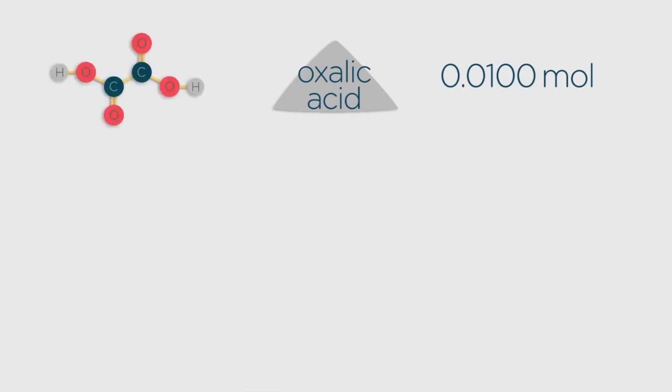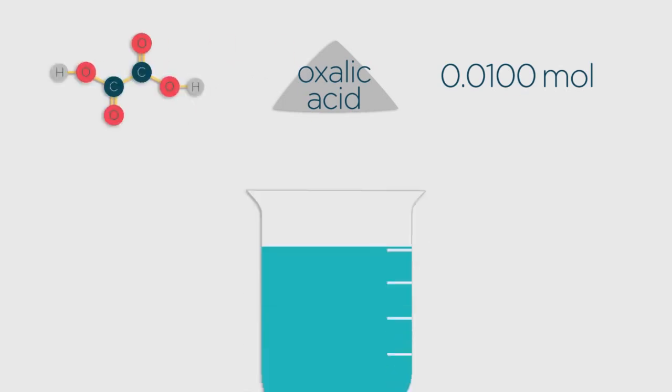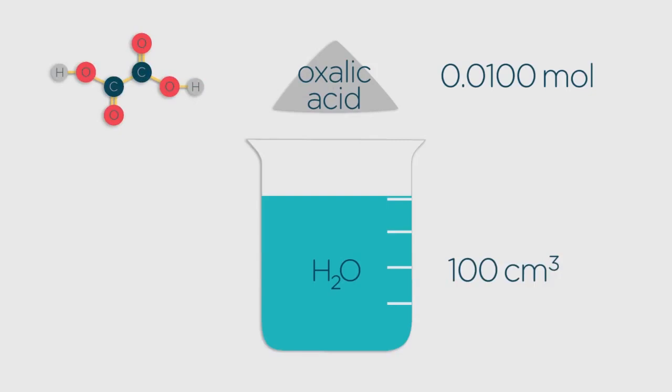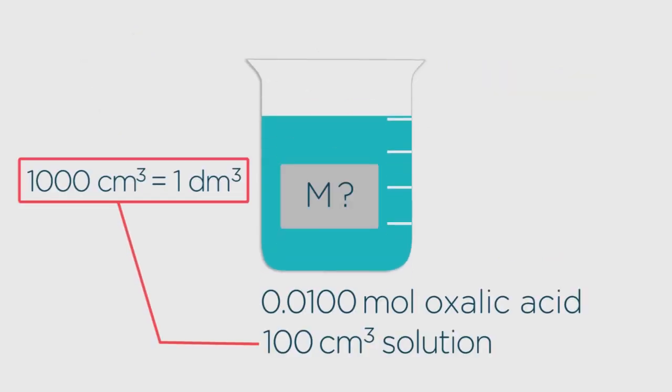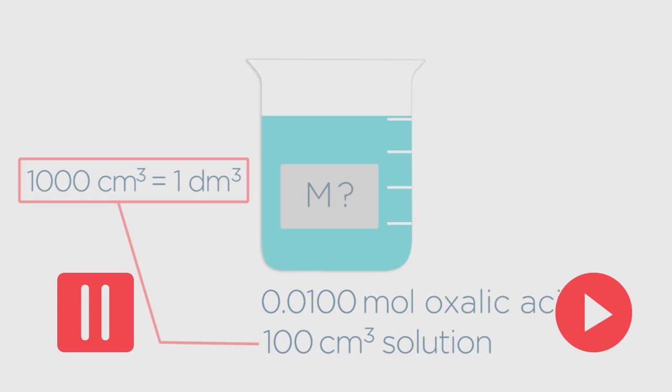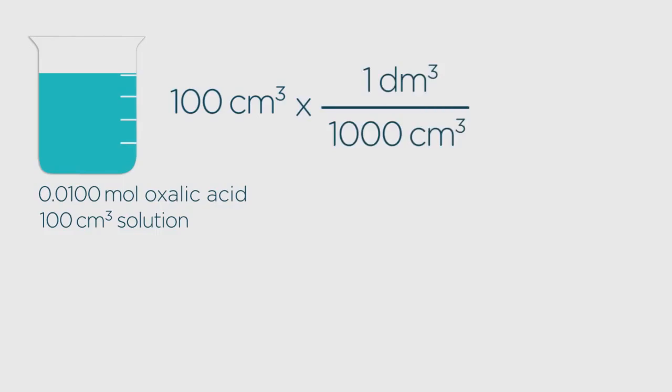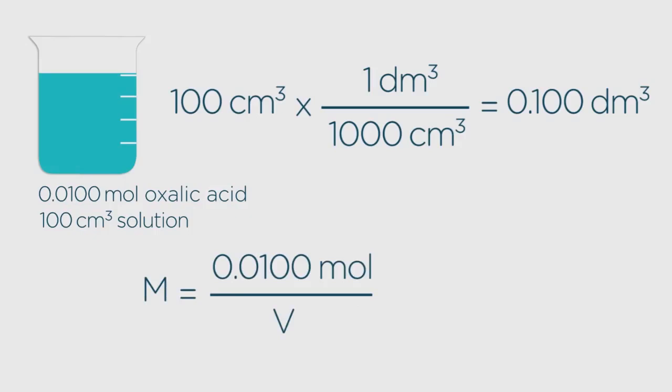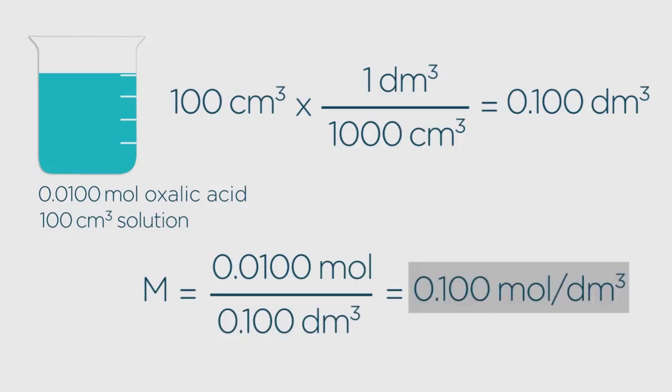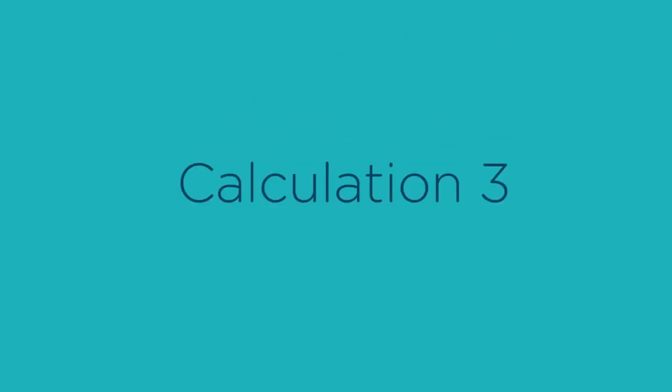0.0100 moles of oxalic acid have been added to 100 centimeters cubed of water. There are 1,000 cubic centimeters in a cubic decimeter. Pause, calculate, and then resume. First, divide 100 centimeters cubed by 1,000 to get the volume in decimeters cubed. 0.100. Then, 0.0100 moles divided by 0.100 decimeters cubed equals 0.100 moles per decimeter cubed. Okay, a tough challenge to finish.